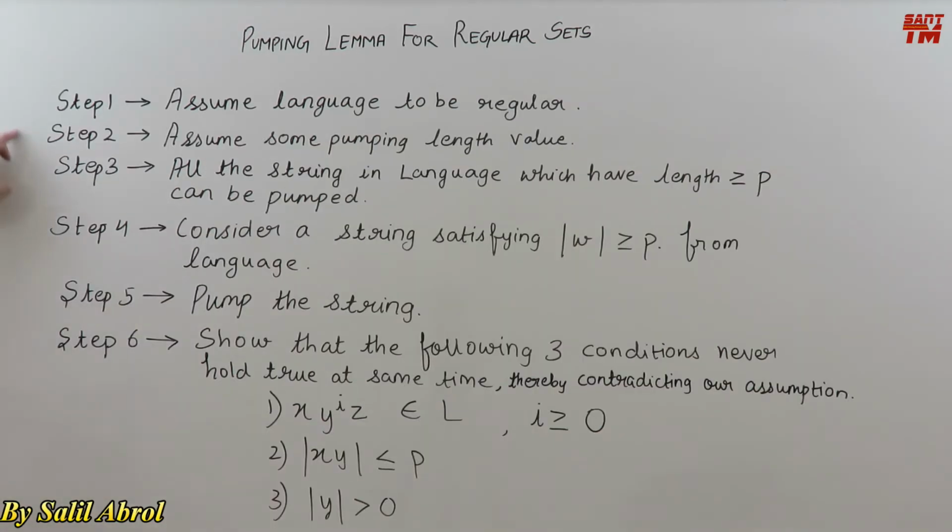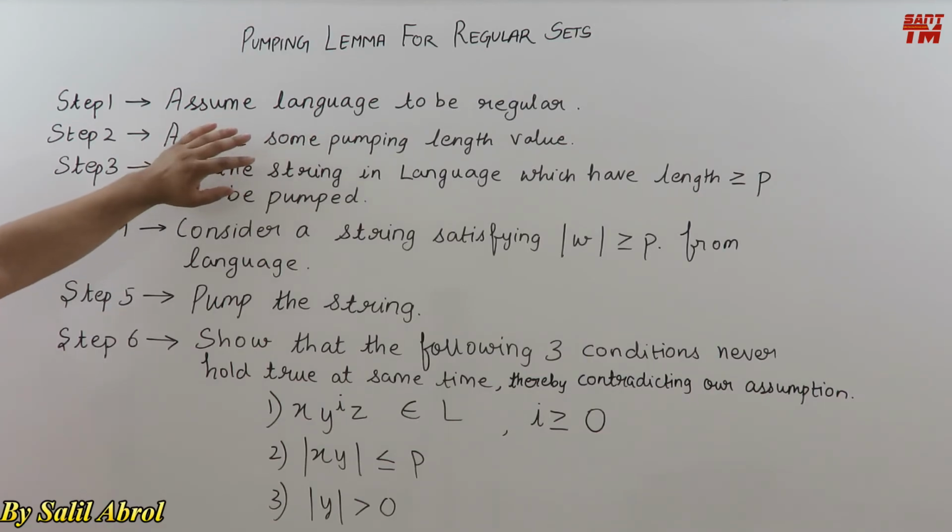So these 6 steps include the whole procedure of testing the non-regularity of a language by the pumping lemma. Step number 1 is, note all the steps serial wise in your notebook. Step 1 is assume that the language is regular. Then step 2, assume some pumping length value. This was the point that I discussed right now, that we have to assume the language to be regular and then we will decide some pumping length.